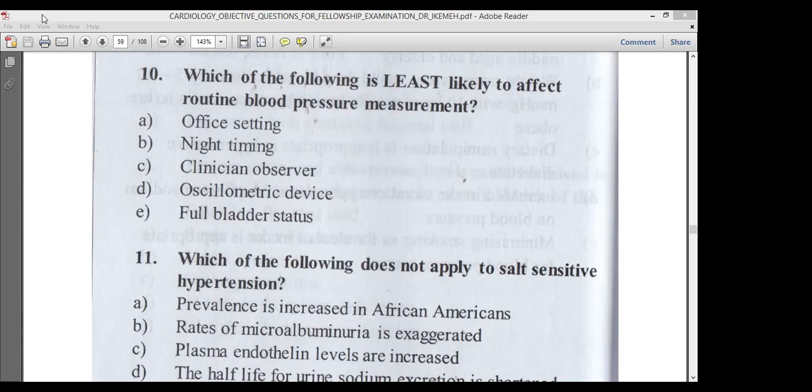So anyway, most of the things that affect the BP are in this question, and it has told us that the one that least affects it is the night time. So at some point we have to accept it like that. All right. If there are no further comments, we move to question 11.